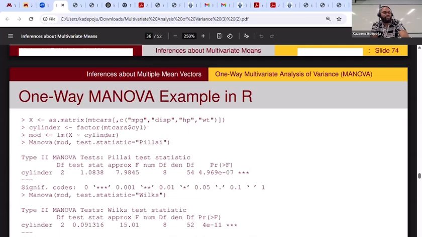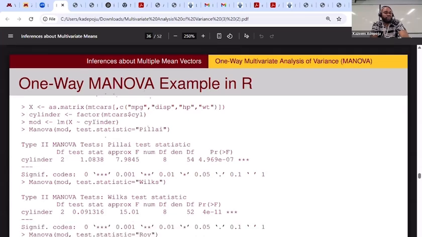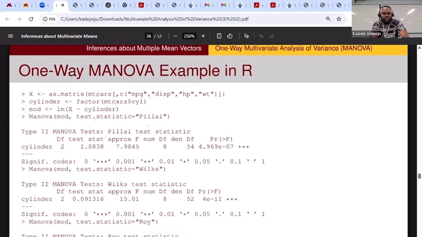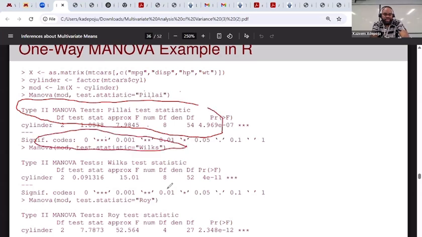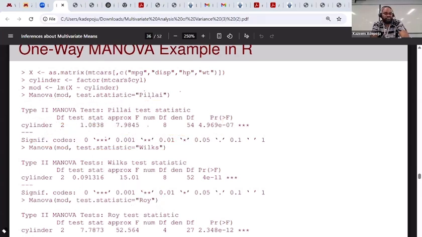Now I provided an R code, of course for the same thing, except that we're actually going to have more than two groups. Maybe I want to compare engines with 6 cylinders, with 8 cylinders, with 10 cylinders, more than two groups. And I gave different kinds of test statistics here: the one for Pillai, the one for Wilks, and the one for Roy. You can compare the p-values. I would advise that you check through all of that.